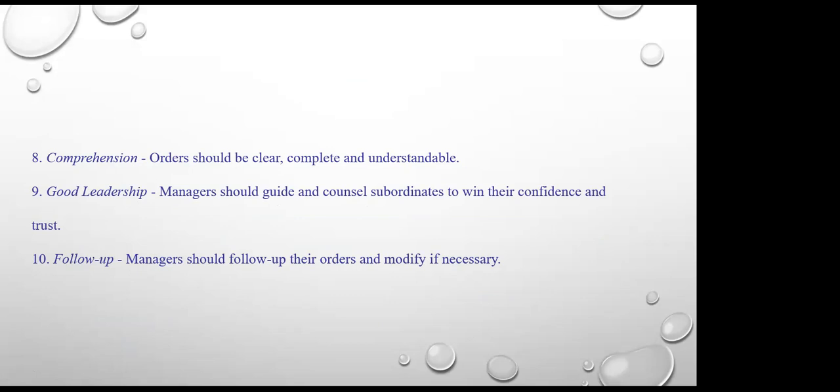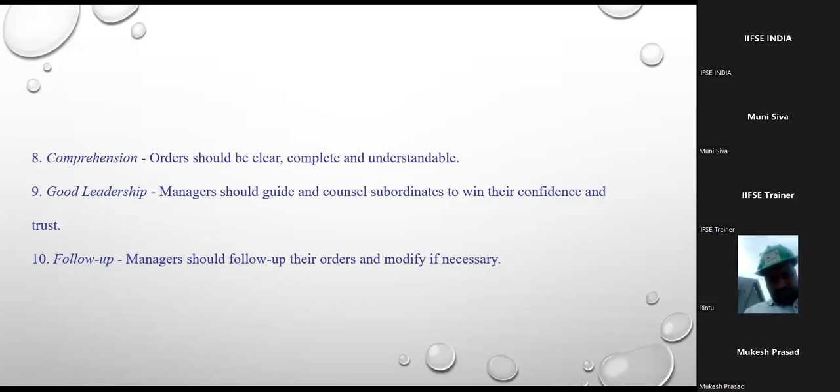And good leadership. The managers should guide and counsel the subordinates, win their confidence and trust. In the sense, they should have good leadership. The direction will create good leadership. Here the managers should guide.